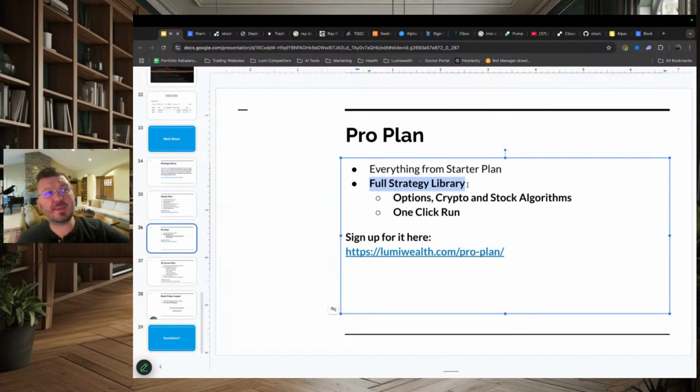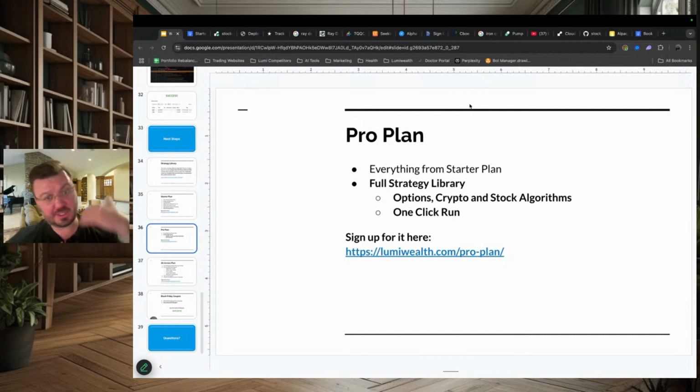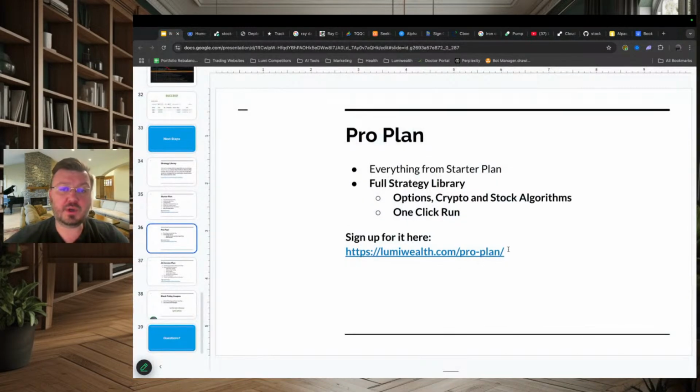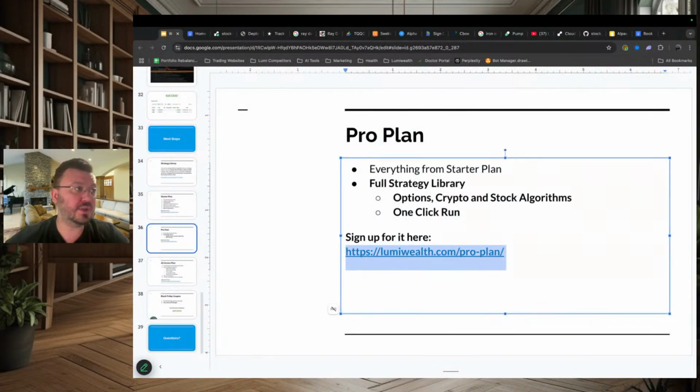The Solana Sniper bot, this new futures bot that we're working on, the Alpha Pick spot, which is getting some pretty crazy results, the Iron Condor trading bot, all those algorithms you're going to get with the pro plan, okay? Along with all these educational materials and all that other stuff that you get from the starter plan, right? So if you want to purchase this one, you can go to lumiwealth.com/pro plan, and I'll share that link.